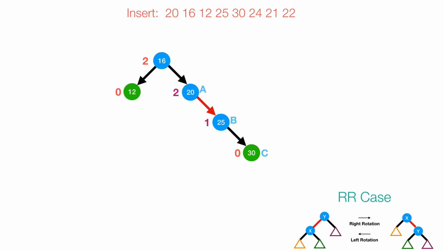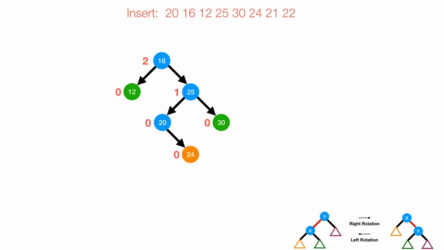And this brings us to our right case. So for our right case, picture a hand on that link AB moving in an anti-clockwise direction. So 25 goes above and 20 goes below, like this. And what we do at this point is update the heights for our nodes A and B to 0 and 1 respectively. And we're done.